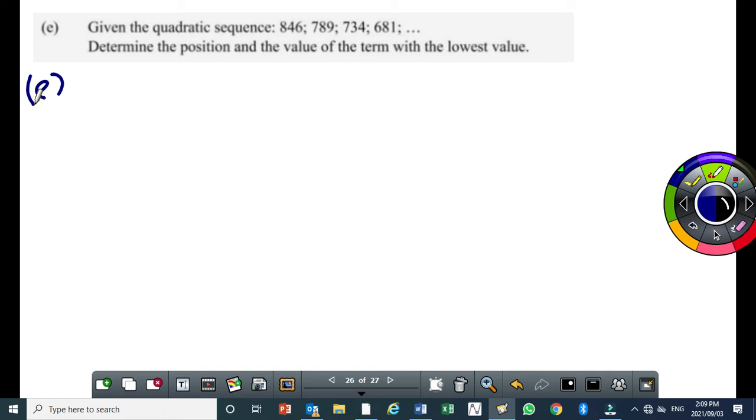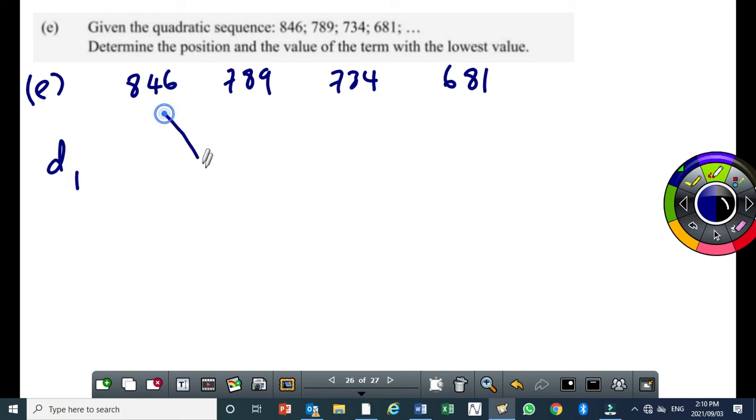Alright, the question says, given the quadratic sequence, determine the position, that is n, and the value of the term with the lowest value. So we need to determine what is the position of a term with the lowest value. To do that, we need to determine the general term first. So it's 846, 789, 734, 681.